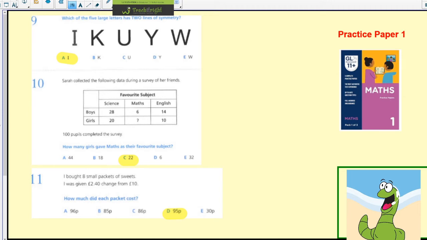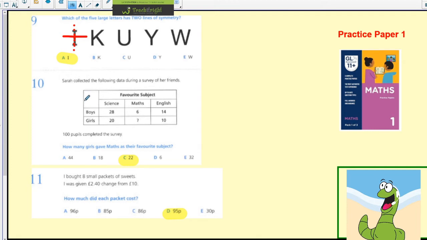Number 9, which of these letters has 2 lines of symmetry? Well, it's the I, because you could fold it in half this way, but you could also fold it in half that way, and it's quite hard to see that one with my drawing on top, but you could fold it over and you'd end up with the same shape. So you need to have those 2 folds. We'll do a dotted line so we can see it a bit clearer. So there are 2 folds, 2 lines of symmetry.